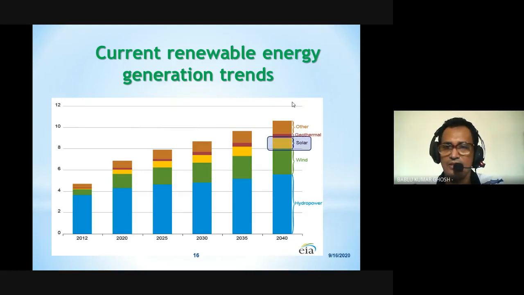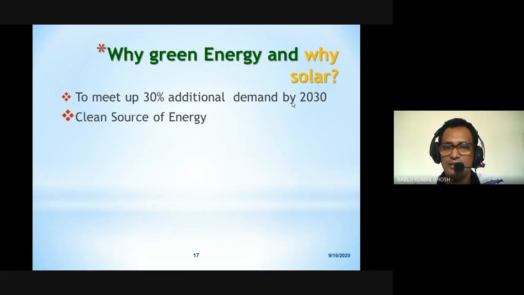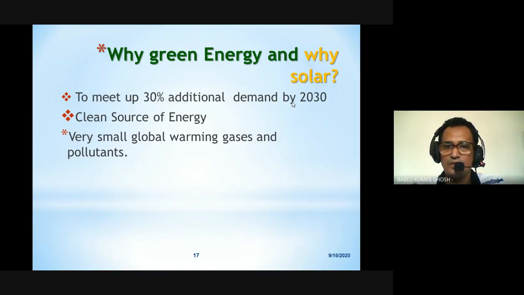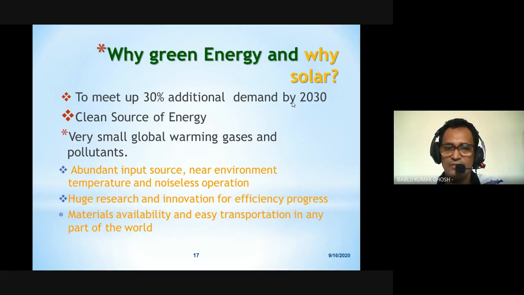So how is solar significant? Solar energy is significant because it is demanded to meet the huge additional energy demand by 2030. It is a clean source of energy and it has small global warming gas and pollutant emissions from the production of solar photovoltaics. The solar energy input is huge, and its working environment is near ambient temperature and noiseless, and research innovation is progressing hugely in this sector all over the world. And there is material availability and easy transportation, like petroleum or fuel, it can easily be transported from one part of the world to another part.